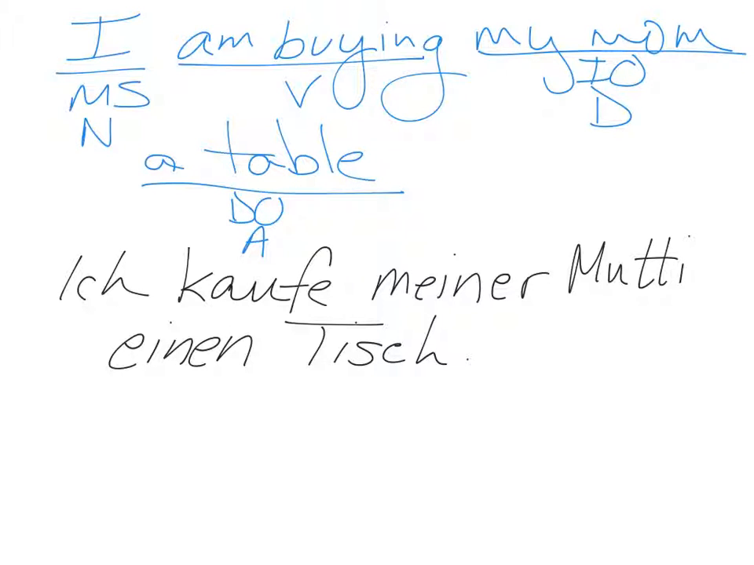Let's just change that one up very slightly. Instead of saying I am buying my mom a table, how would you change it to say I am buying her a table? Instead of meiner Mutter, what would you put there? Ihr. Because you're talking about her, so the original is she. And you're changing it to dative. So you could say ihr instead of those two words. Make sense? Okay.